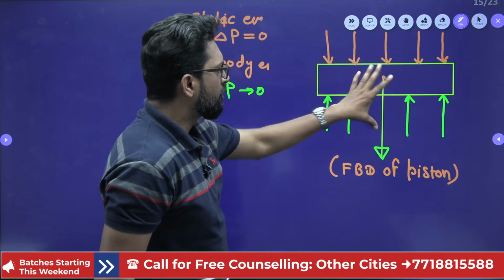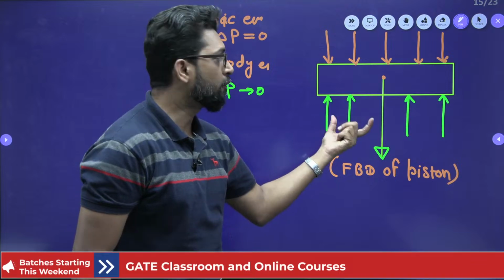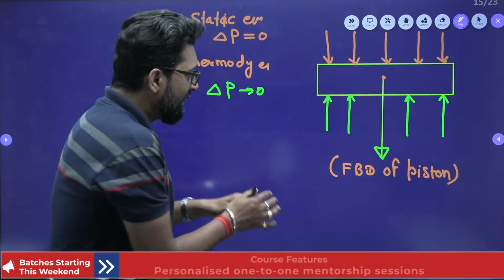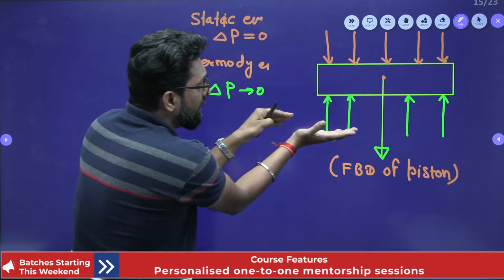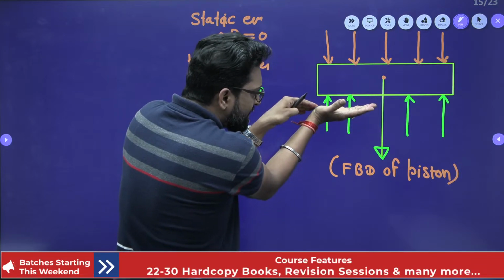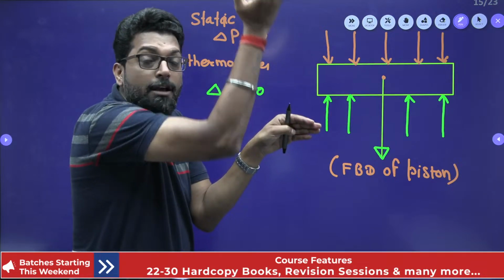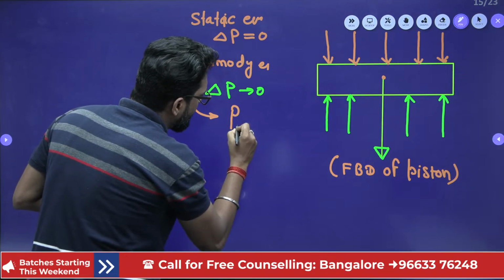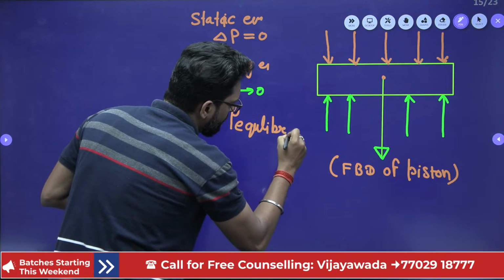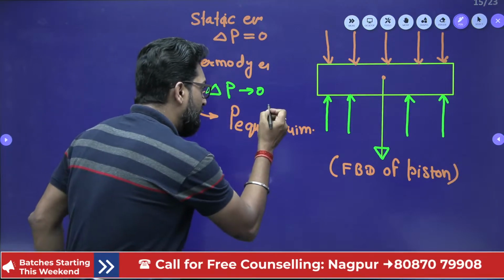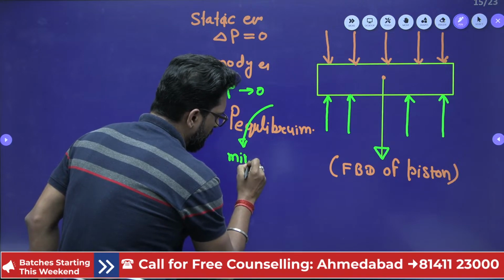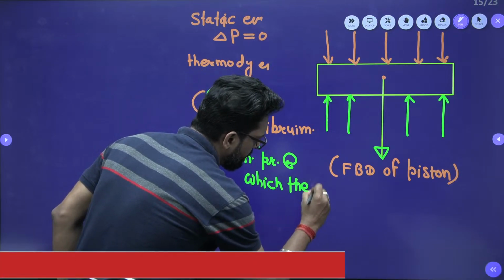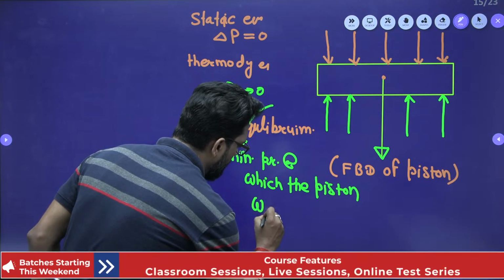If this is your balance position, what is the pressure inside? We have to find the inside pressure due to weight, due to atmosphere, and due to the spring, if a spring is mentioned. If you find this pressure, the piston will expand and move up or down with equilibrium. This is P equilibrium, and this P equilibrium is the minimum pressure at which the piston will move.